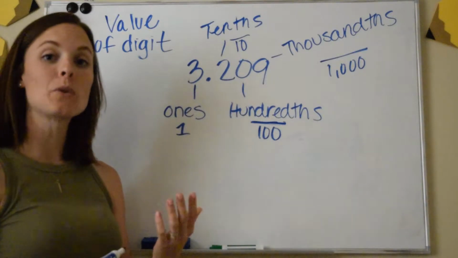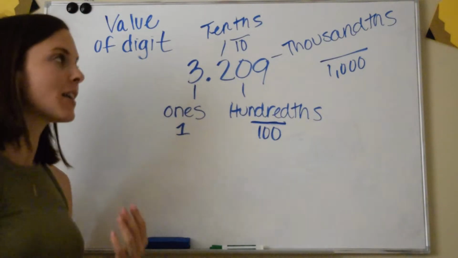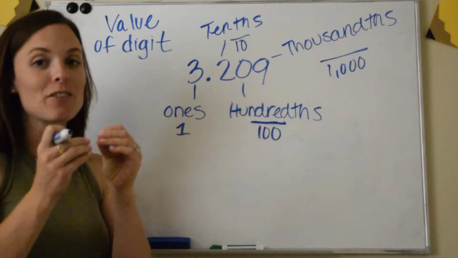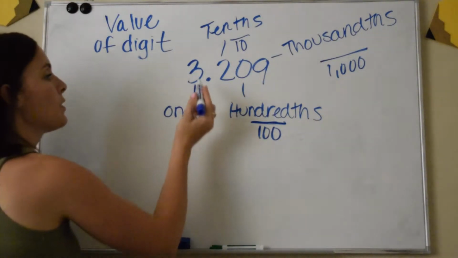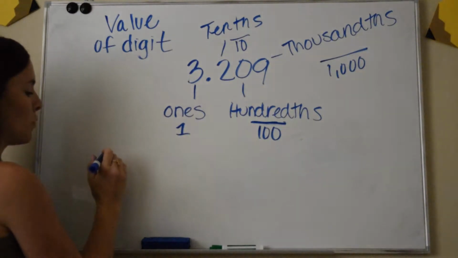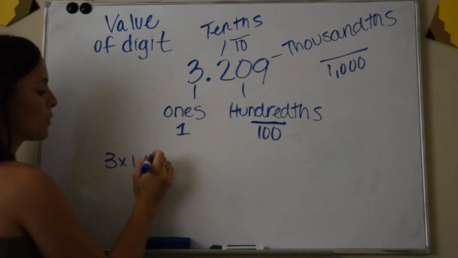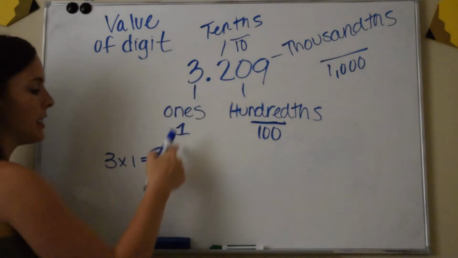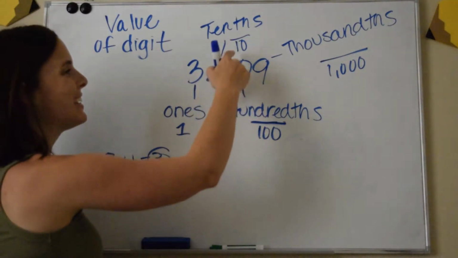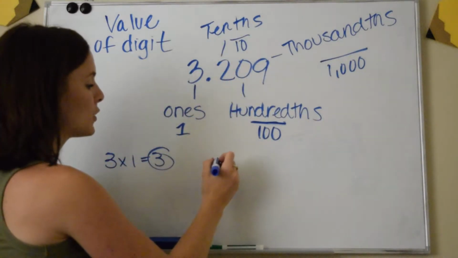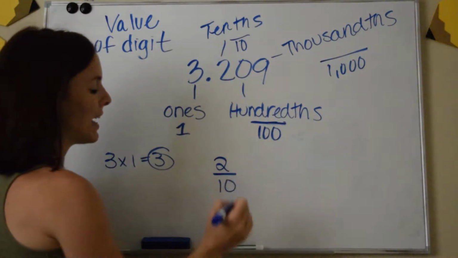Now, the reason we write it over a fraction is because of the value of it. It's a very small fraction of a whole. It's a smaller number. So let's do the 3. The 3 is in the ones place, and 3 times 1 is 3, so the value of this 3 is 3. The 2 is sitting in the tenths place, so we say it's worth 2 tenths.